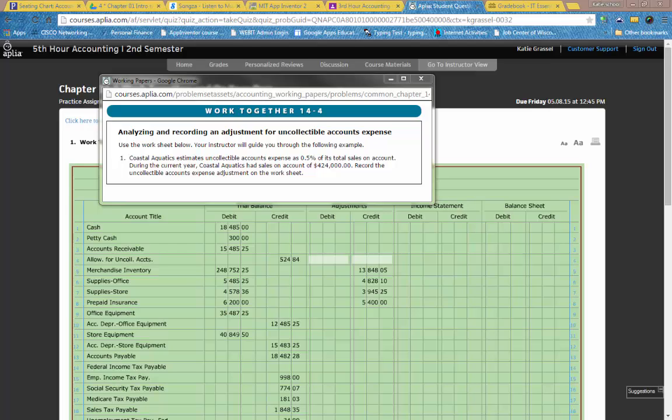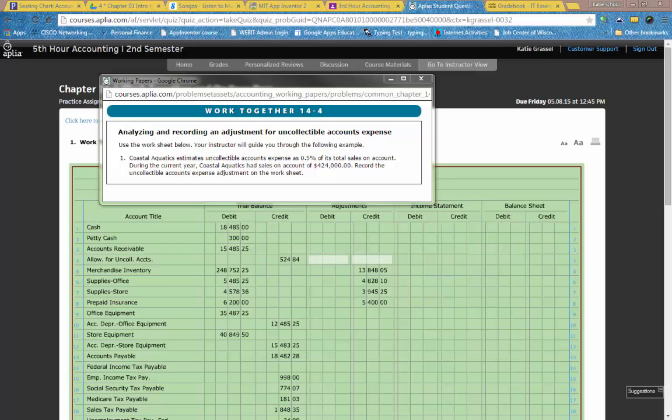So we have an account called the Allowance for Uncollectible Accounts. And right now, for our Coastal Aquatics, they're telling us that we are going to estimate that for all of our sales on account. Now, sales on account is different than my sales account. It sounds similar, but sales account is my total sales for people paying cash or if they buy on an account.